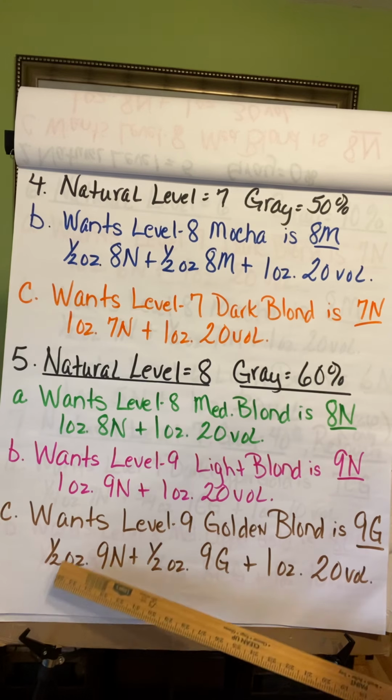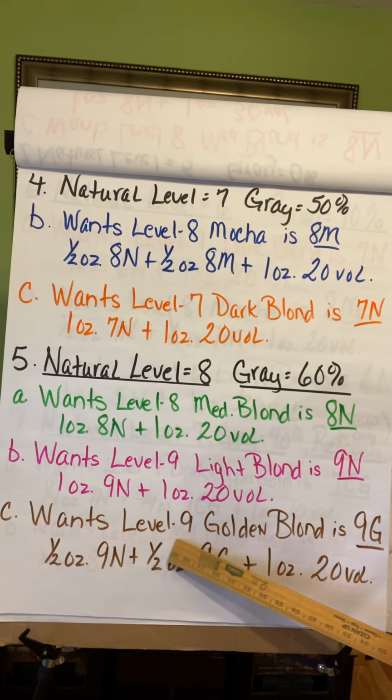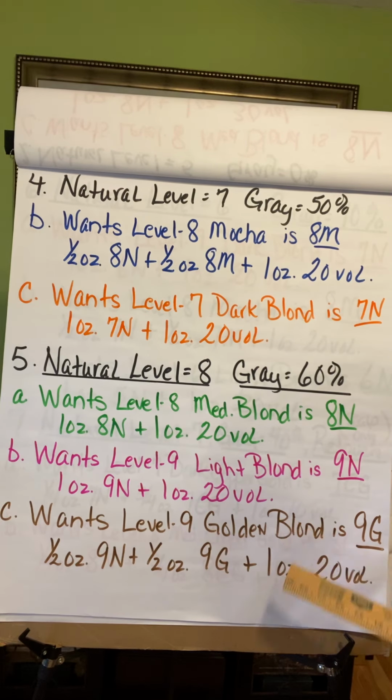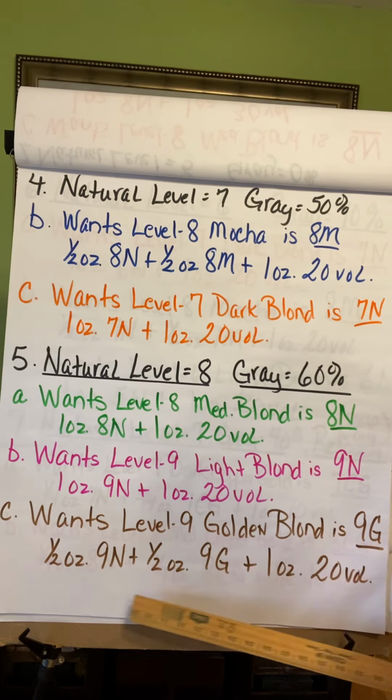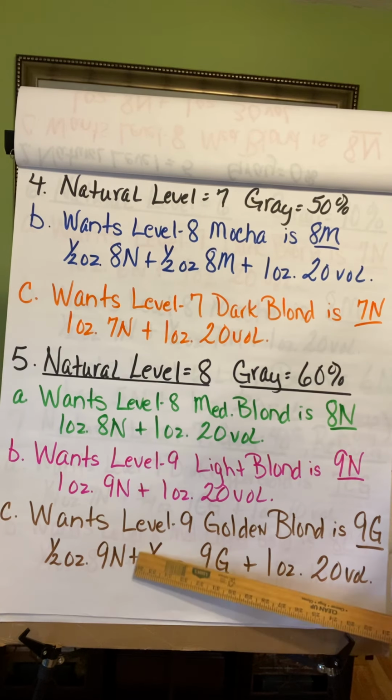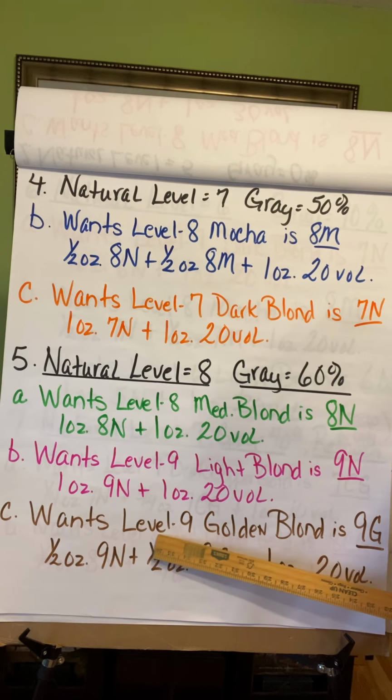Okay, 5C, she wants to be a level 9, which is golden blonde. So it's written as 9G. So I know she wants to be a 9 gold. I have to add the natural in the same level that she wants to be because she's got 50% or higher in gray, and that's the rule.